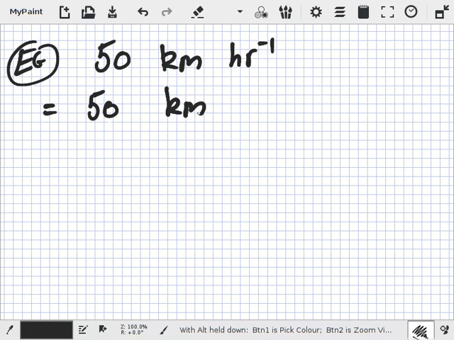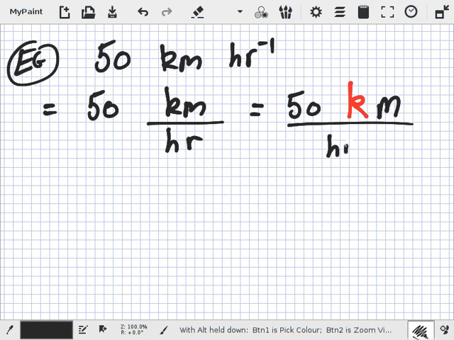kilometers over hours. Now, here's my little trick. I really like to think of the prefix as being separate. So that's kilometer over hour. And I really like to think of this as if it was a constant, that it had a value. What value does this have? It has a value of 1,000. So it's like 50 times 1,000, times meter over hour.